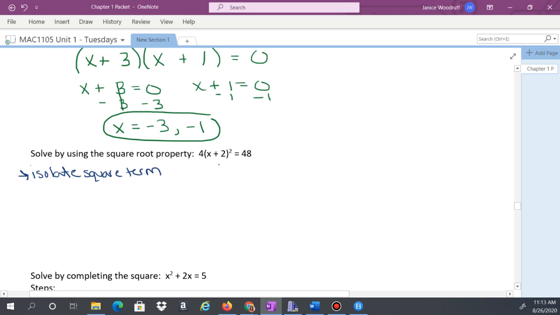So that's 4 times x plus 2 squared. I'm going to do the opposite of times here, and I'm going to divide both sides by 4. These 4's are going to cancel, and I'm going to get x plus 2 squared equals 48 divided by 4, 12.